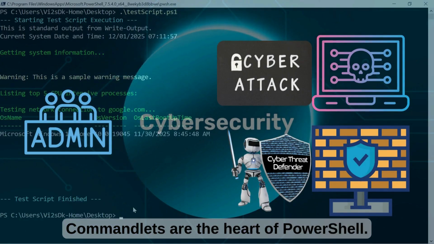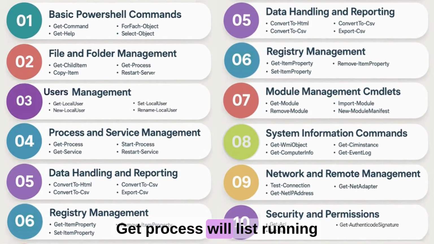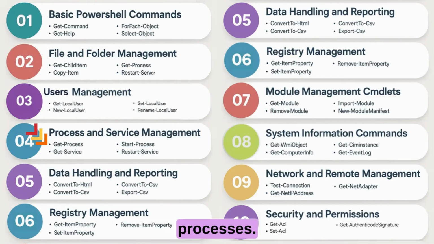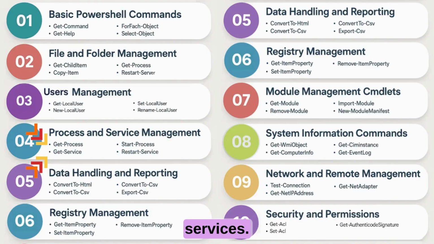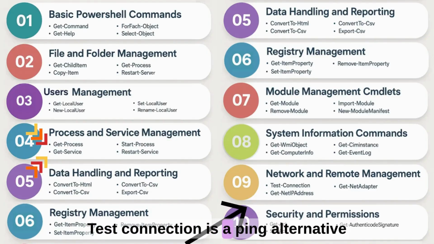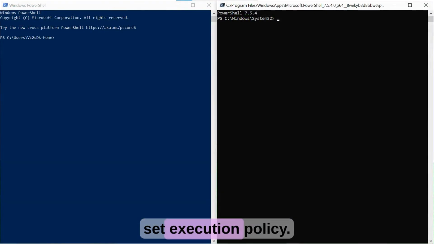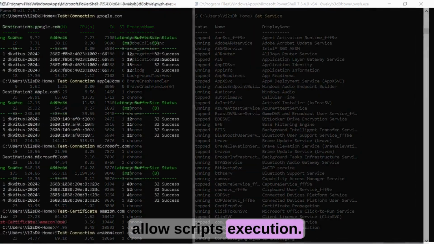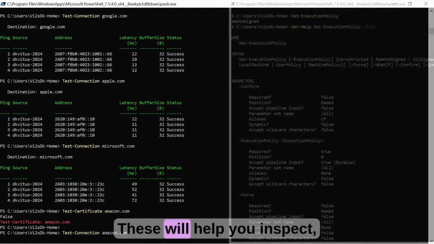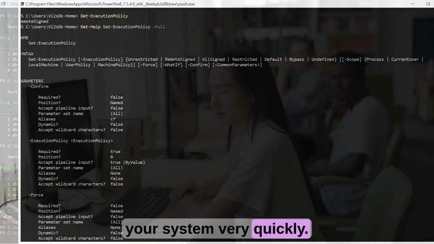Cmdlets are the heart of PowerShell. Here are a few basics. Get-Process will list running processes. Get-Service, obviously, lists services. Test-Connection is a ping alternative, and very important, Set-ExecutionPolicy will allow script execution. These will help you inspect, control, and monitor your system very quickly.